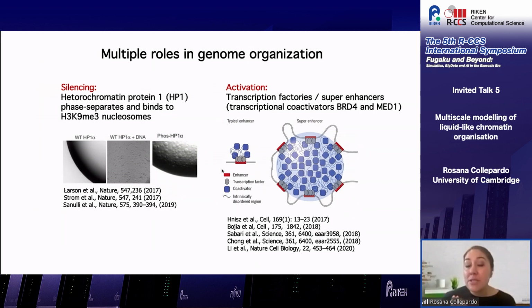Some of the most famous examples is phase separation of a protein known as HP1, which is associated with the formation of silent chromatin heterochromatin domains, or the phase separation of transcriptional coactivators, which are suggested to enable the formation of super enhancer regions or transcriptional factories where genes are being transcribed.